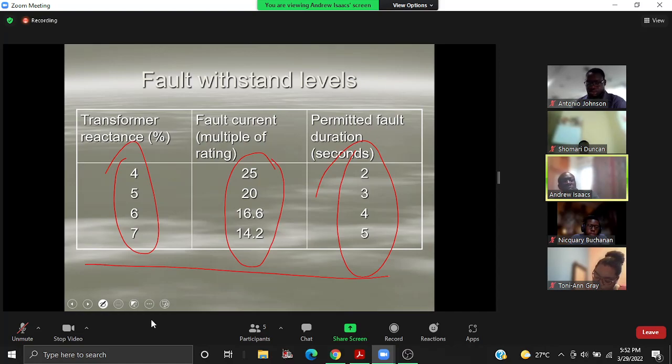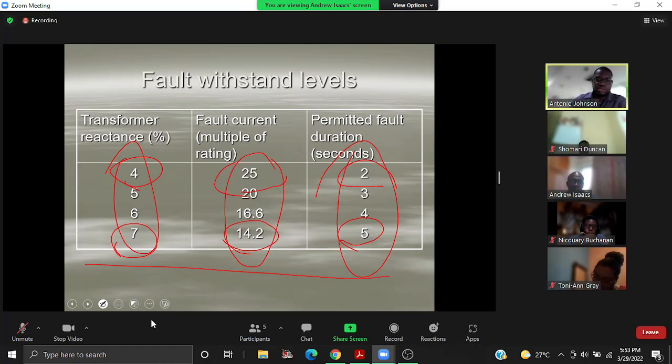So interpretation: I have a transformer reactance of 7%, 0.07 per unit. And we are saying you have 15 times the fault current, 15 times the rated current. They're saying that should not be allowed to be on a transformer for more than 5 seconds. You have a 4 up to 25 should not be allowed for more than 2 seconds.